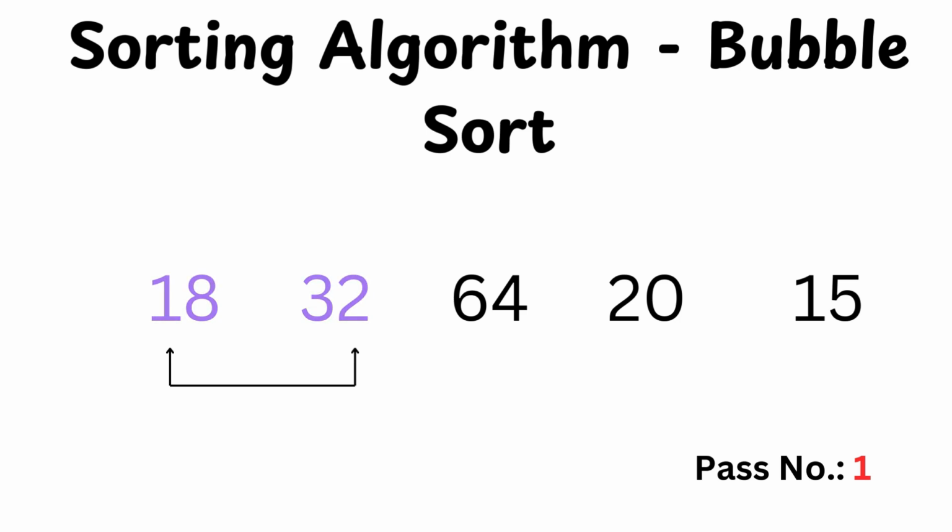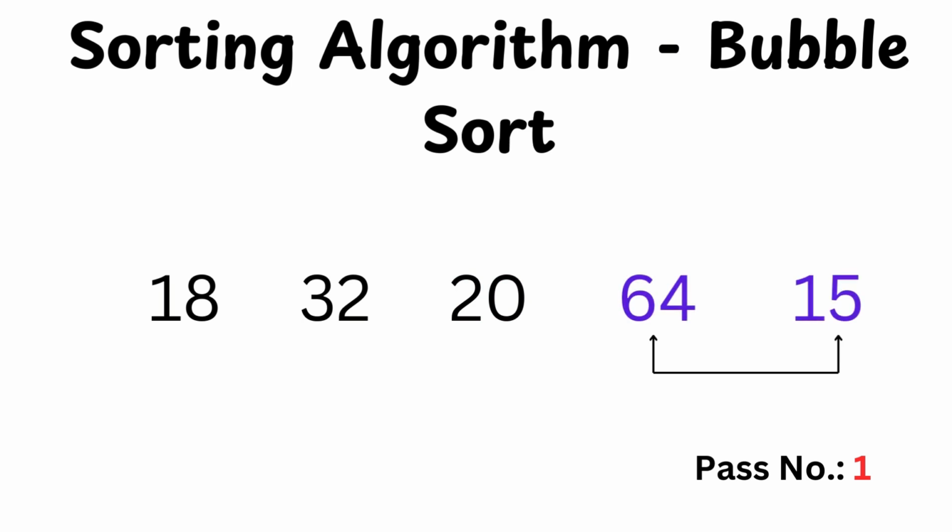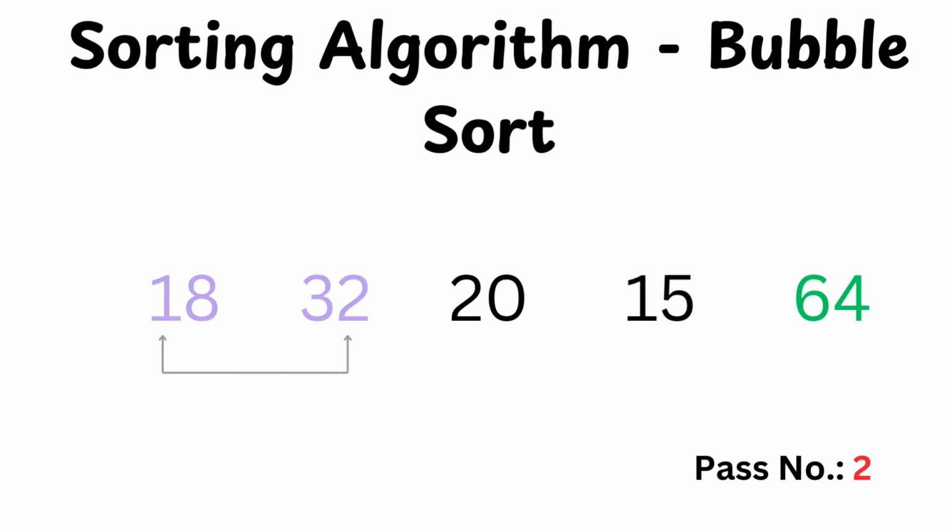Because the numbers here are in the right order, it moves on to the next pair. The same with this one, it's already sorted, so it will move on to the next pair. But in this pair, the number on the left is larger, so it will swap its places. In the final comparison, 64 is larger than 15 and some swapping is needed. This completes the first pass, and we now know that 64 is in its right place.